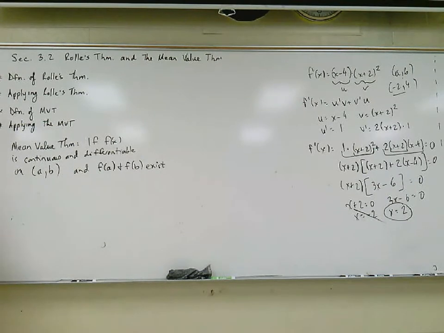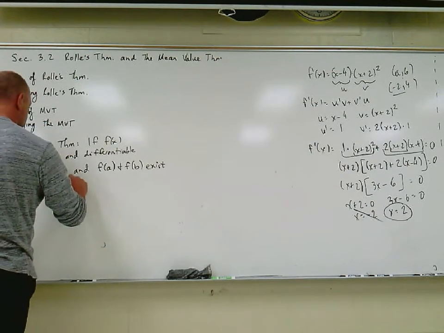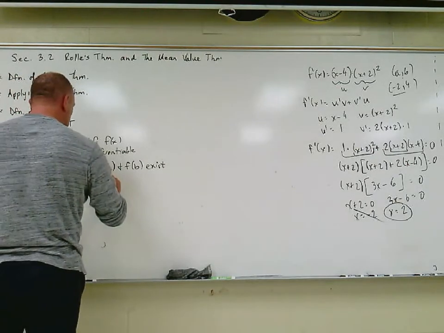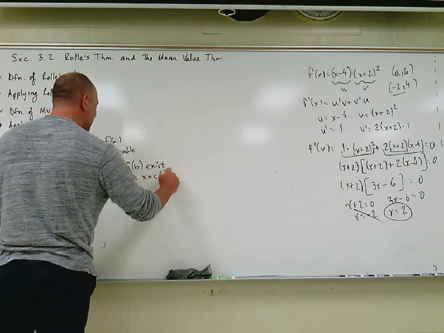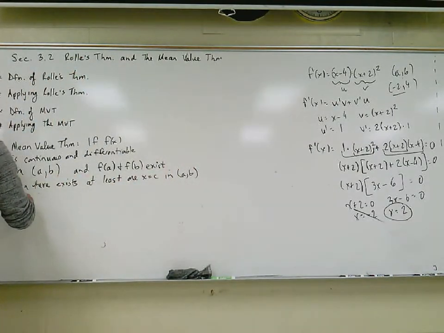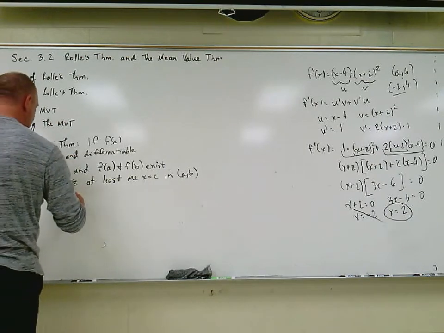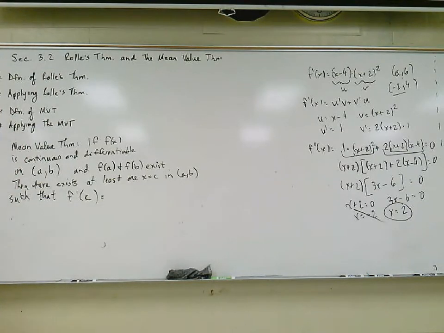Okay, so this is the difference here. Your endpoints don't have to be at the same level. Then there exists at least one x equals c in AB such that f prime of c, and it's not going to equal 0 because those endpoints are not at the same height.